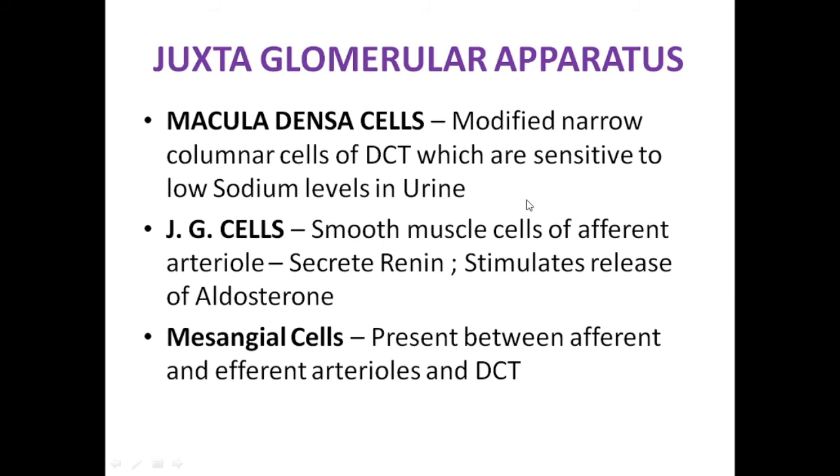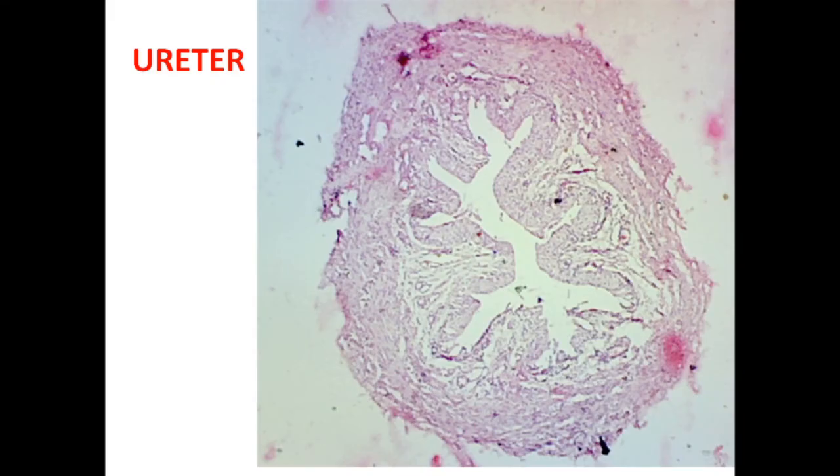Next is the juxtaglomerular apparatus, or we call it the JG apparatus. It consists of three types of cells: macula densa cells, JG cells, that is the juxtaglomerular cells, and the mesangial cells. Coming to the ureter, the second one.